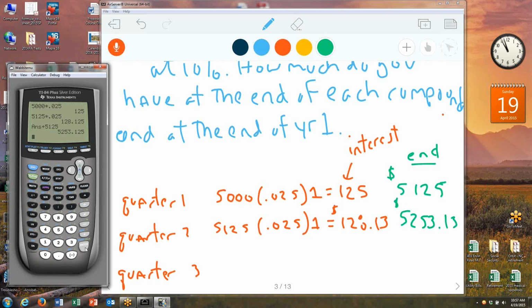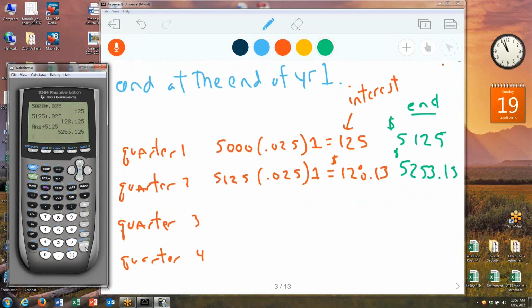I only have 2 more to do. So now I'm going to take that value that I just started with there, $5,253.13 times 0.025 times 1 for the 1 quarter. So I'm going to multiply that by 0.025. And I get, look at that, it's even more. It's $131.33.